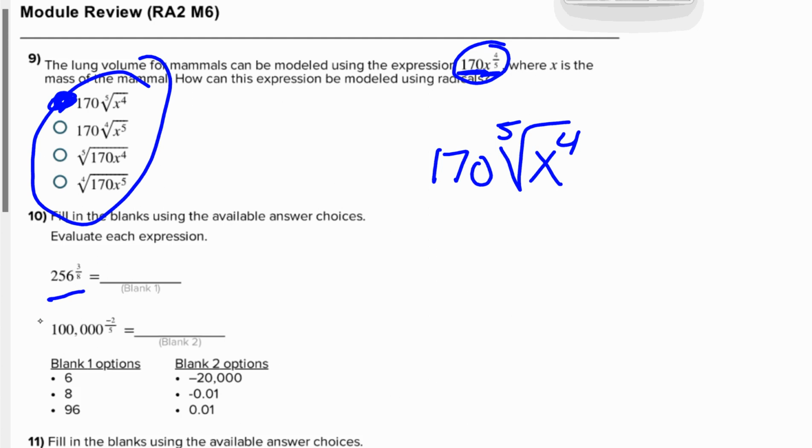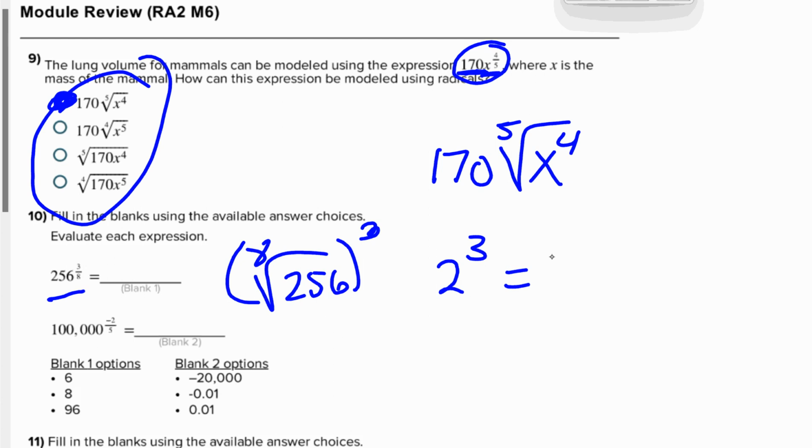Okay, next one, fill in the blanks, rewrite this one. So it might want the simplest form here. So the 8th root of 256, and then I'm going to raise that to the 3rd. So 256, I believe that is 2, and then 2 cubed is 8. So I believe this answer should be 8.